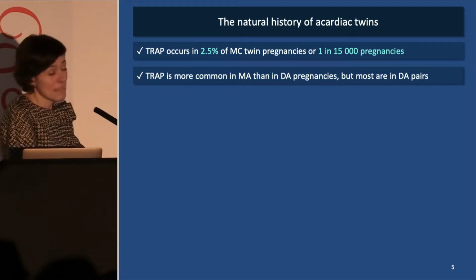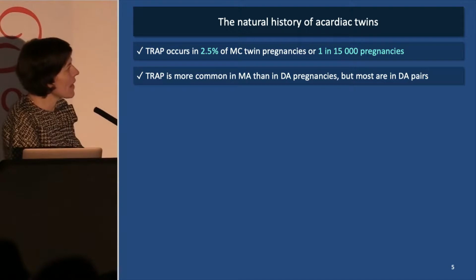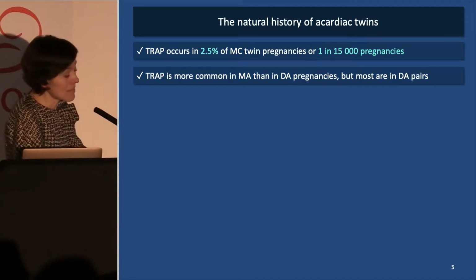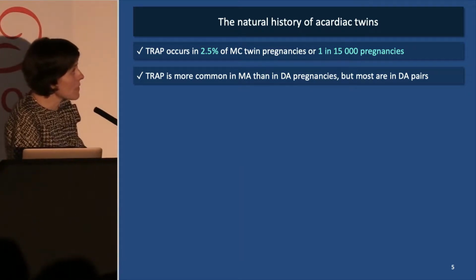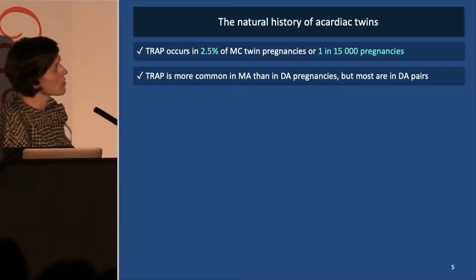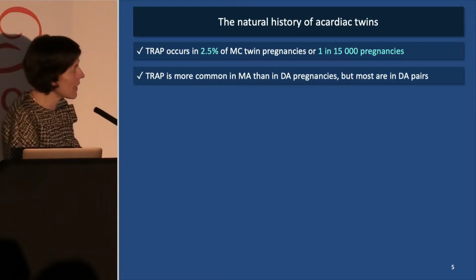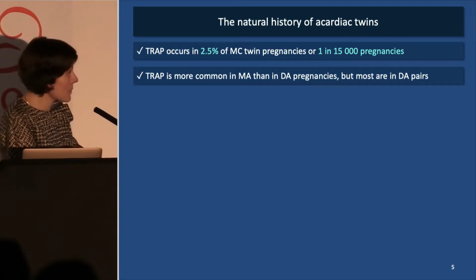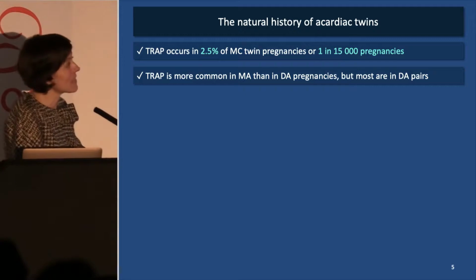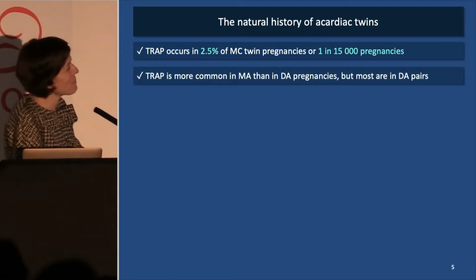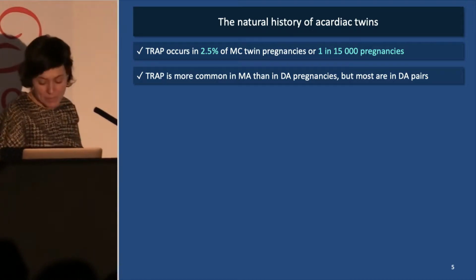Acardiac twinning is much more common in a monoamniotic setting than in monochorionic diamniotic twin pregnancies, because, like I showed you yesterday, monoamniotic twins have cord insertions that are very near to one another with huge anastomoses, and usually they have this large artery-to-artery and vein-to-vein anastomosis, which is a prerequisite to develop acardiac twinning. But since there are more diamniotic monochorionic twins, most TRAP cases are diagnosed in a diamniotic setting.